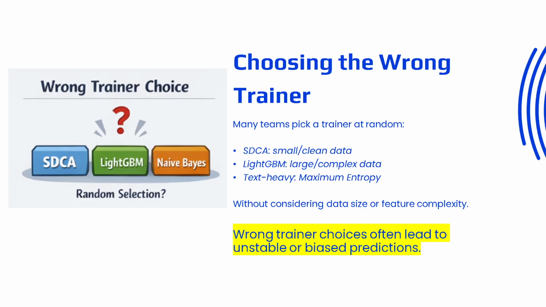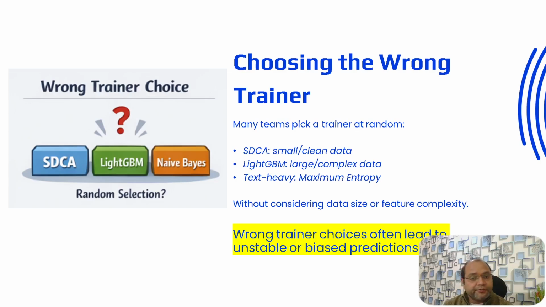For the trainer choice, I have crafted this slide: depending on what kind of data you have, you should choose the trainer. SDCA you can choose if you have small and clean data. LightGBM for large, complex data. For text-heavy data, Maximum Entropy, then we can choose. So without considering data size, you may run into problems while choosing the correct trainer.